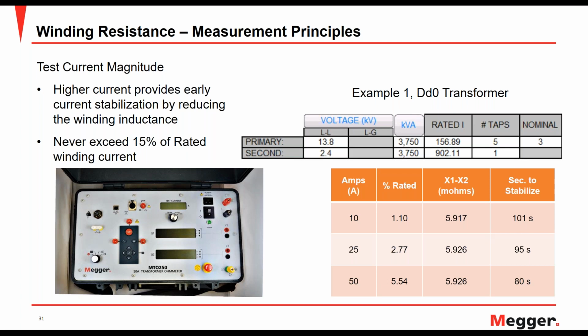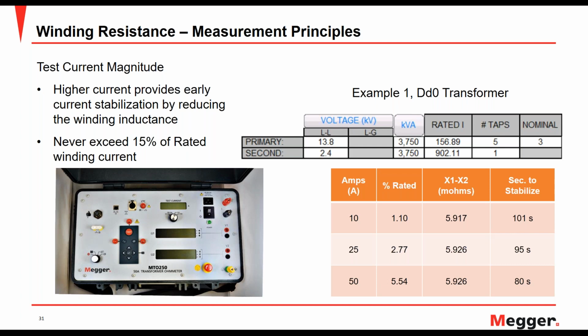Now we discussed two aspects. One was current stabilization. So let's look into that for a bit. The test current magnitude is very important, and because the inductance of a winding is affecting its measurement, a higher current will provide an early current stabilization. That's how it reduces the inductive nature of the winding.